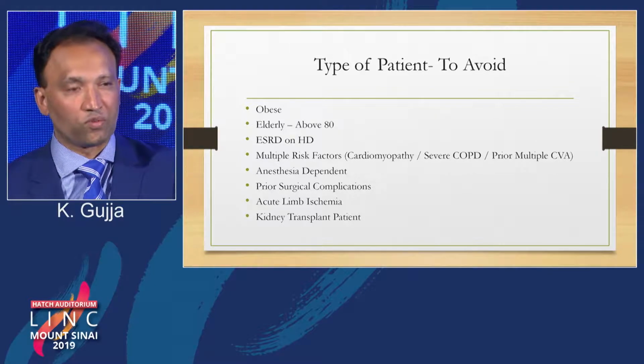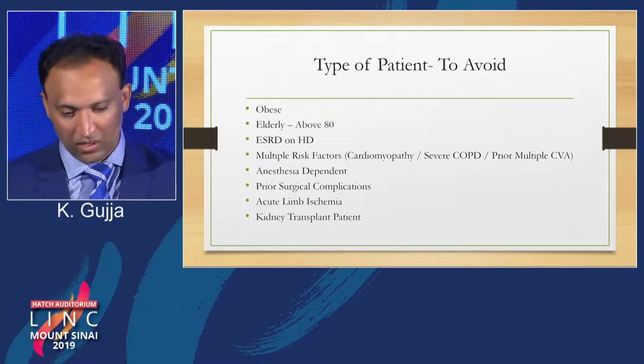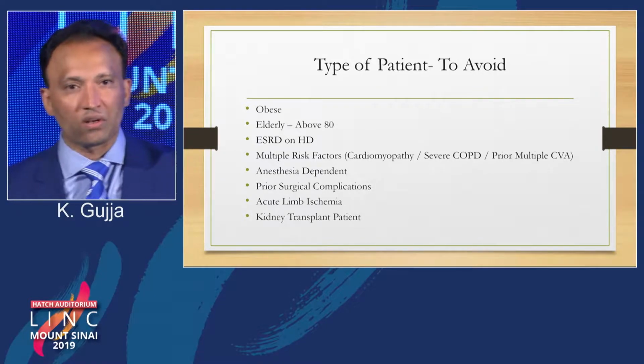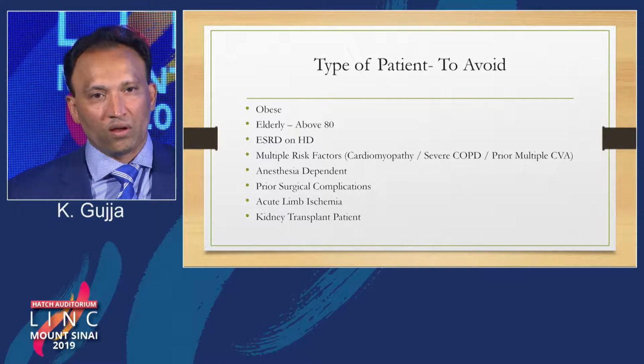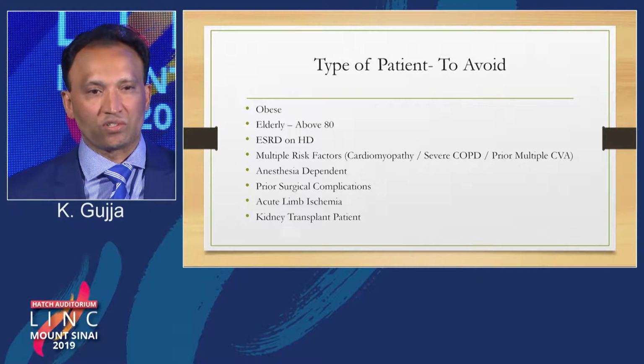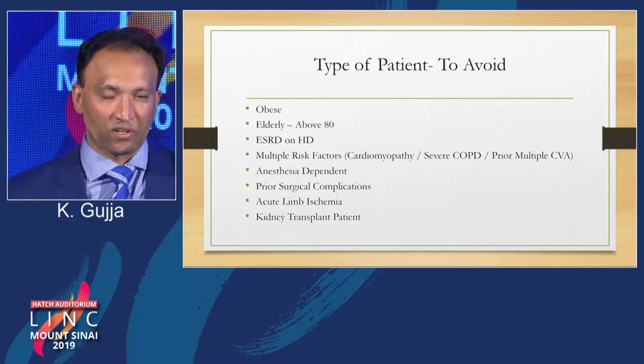Acute limb ischemias, of course, should be avoided in the OBL 100%, because they have to stay overnight. Kidney transplant patients are usually avoided in the OBL. The reason being, transplant is a very expensive procedure. You don't want to be any reason for that transplant to fail, because it's inexcusable.